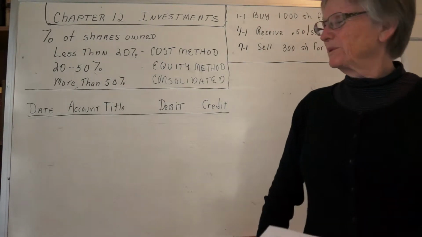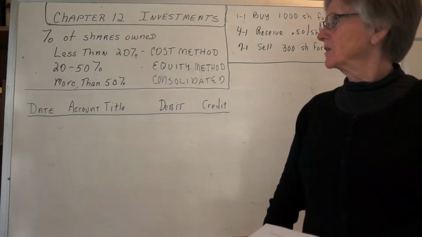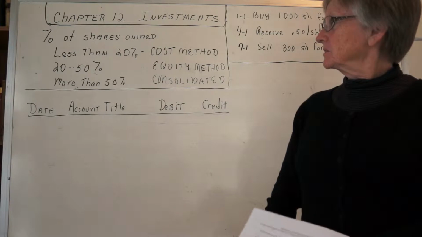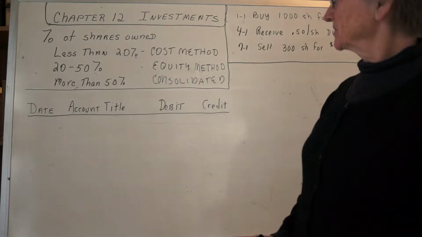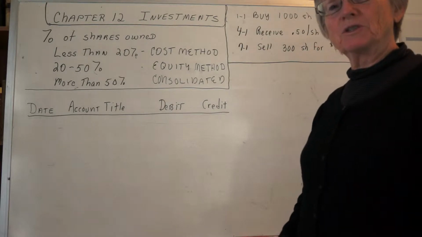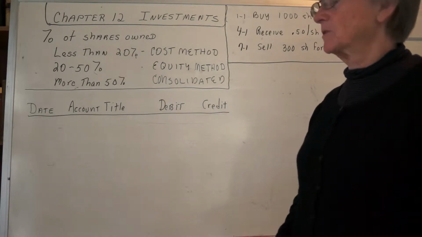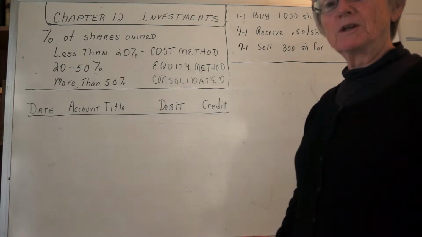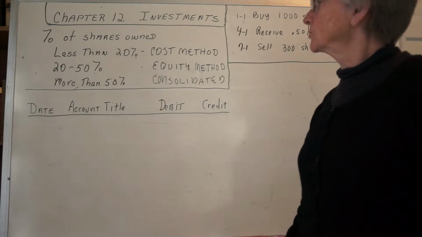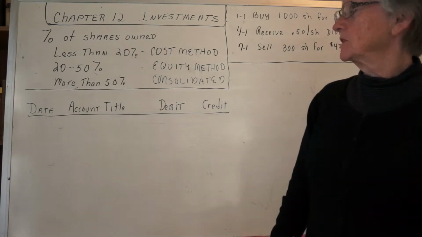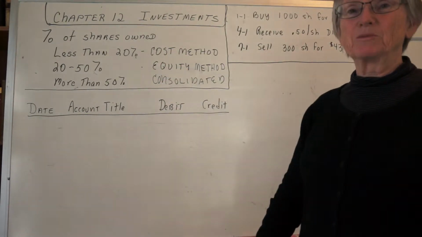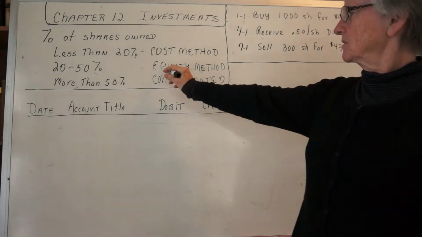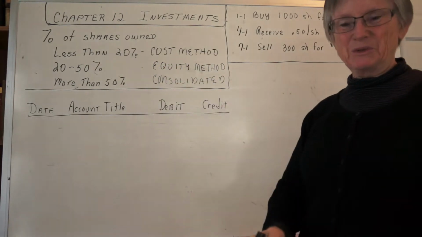So now we will account for some stock investments. And the operative thing to keep in mind here is that how we account for it depends on how much control we have over the company that we've bought. So if we own less than 20% of the outstanding shares, we're going to use the cost method. And that's what we're going to be doing here. Future videos will cover the other two.